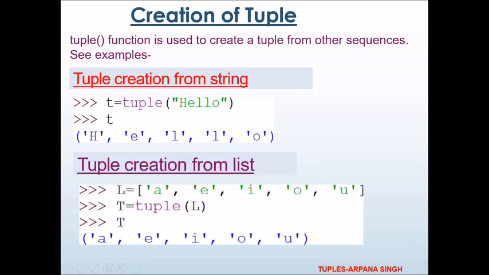Similarly from a list also, if you have a list, say L is equal to A, I, O, U, these elements are enclosed within square brackets, so it is a list. If you use the tuple function over a list, you will get a tuple. All the elements of the list will be converted to a tuple. So all the properties of the tuple will be applied on it, that is, it will become immutable.